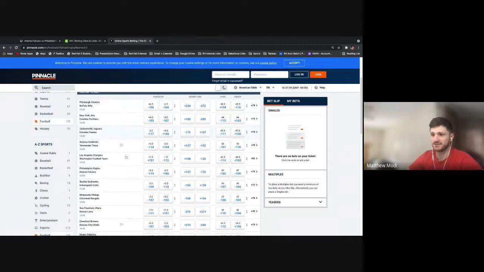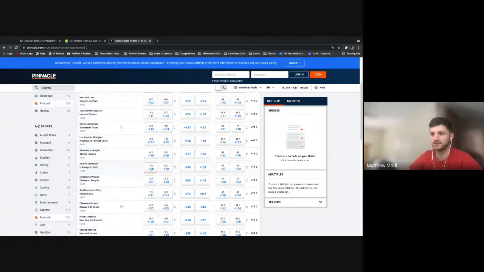So Pinnacle has them at, the true line has the Eagles at plus 157. So again, not a huge positive EV, but it still is positive. Even if I like a bet, I simply won't put money on something that isn't positive EV, because you might win a couple, but over time, that's not going to be profitable.